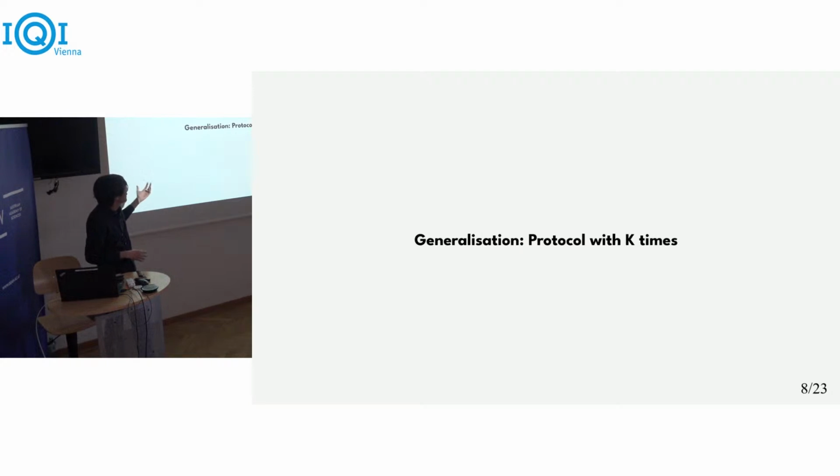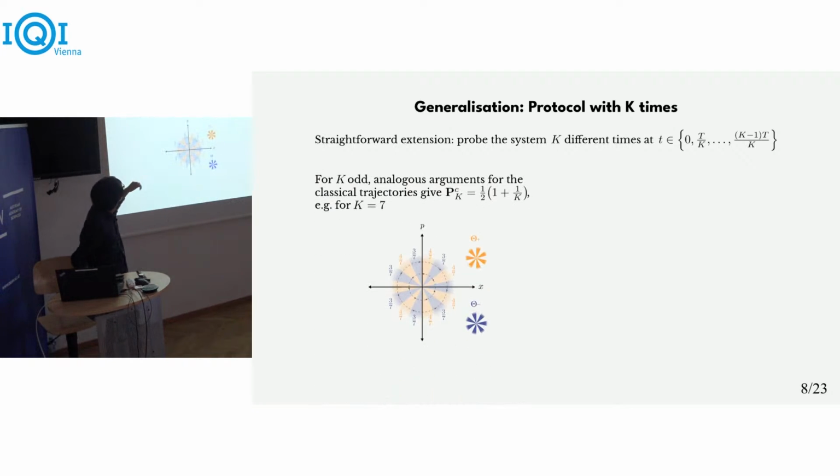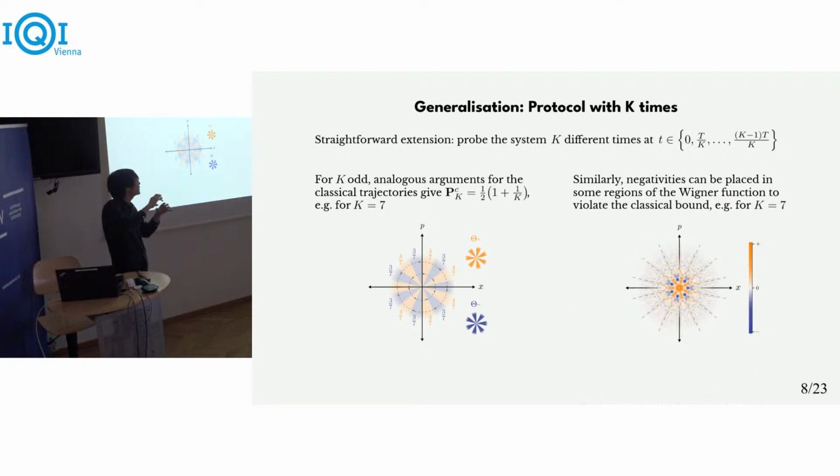Well, we looked at some generalizations, and of course the most obvious one is, what if we probe the system at k different times instead of just at 3 different times? And for k odd, we can do the exact same kind of arguments for any k odd, where we can find some classical upper bound, right? Where we can find the maximum classical score. And at the same time, we can use the same kind of arguments and put the negativities in the negative regions, and we find states that can violate the classical bound.